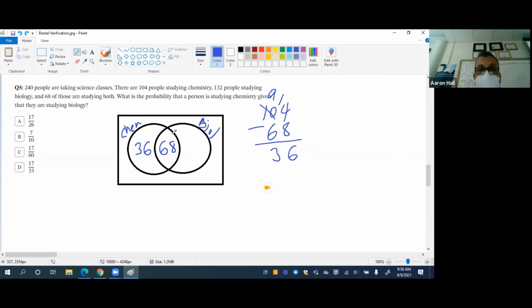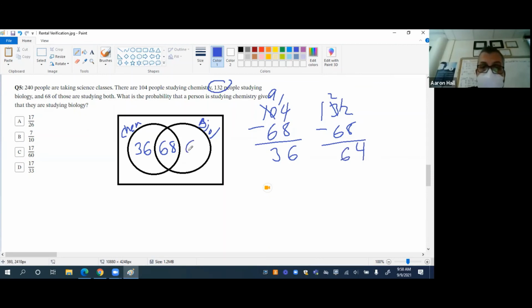All right, now it also says that 132 people are studying biology. So 132 minus the 68 gives us 64. So does that give me 132 here? Yep. And then I'm curious to know if something is out here.